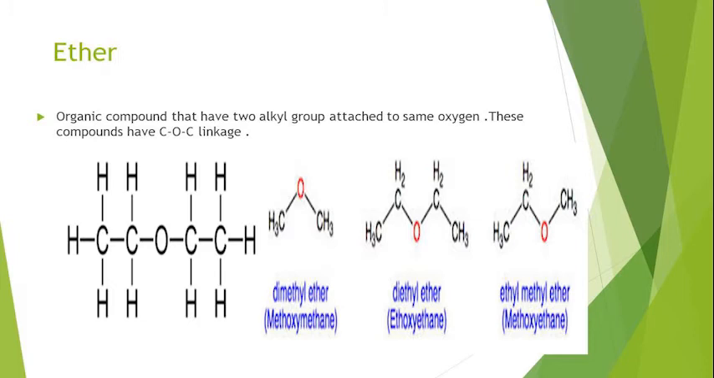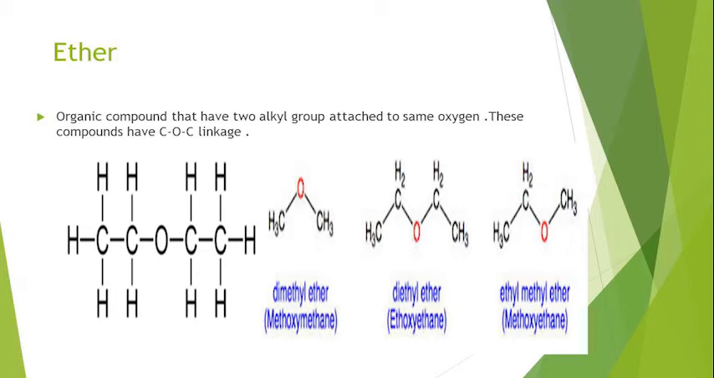Ethers are organic compounds that have 2 alkyl groups attached to same oxygen. These compounds have linkage carbon, oxygen and carbon. You can see here that oxygen is attached with 2 alkyl groups. The alkyl groups can be same or can be different.